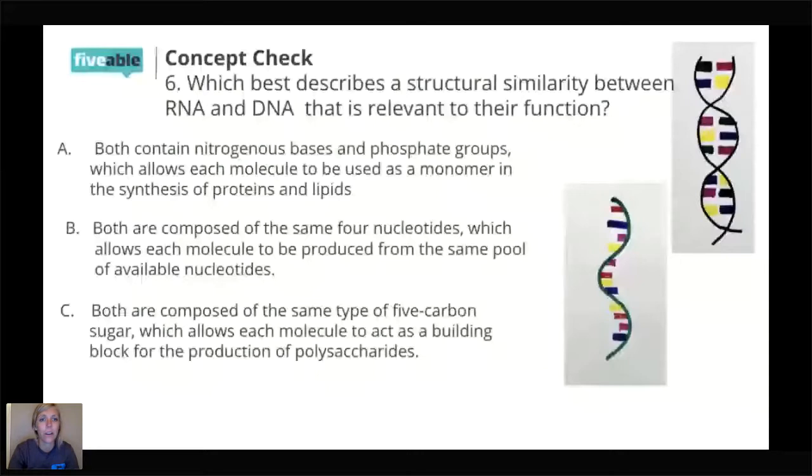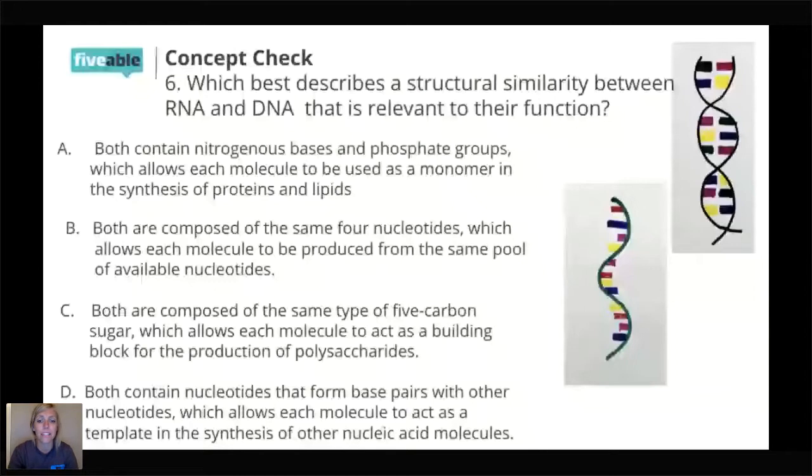Okay, so last one. Both contain nucleotides that can form base pairs with others, which allows each molecule to act as a template in the synthesis of nucleic acid molecules. So they both are a template. They can both base pair, absolutely.